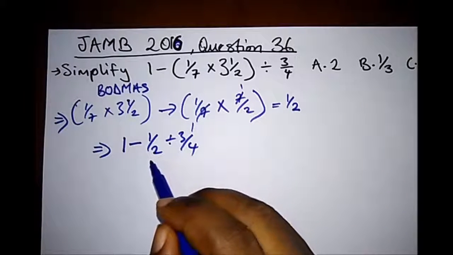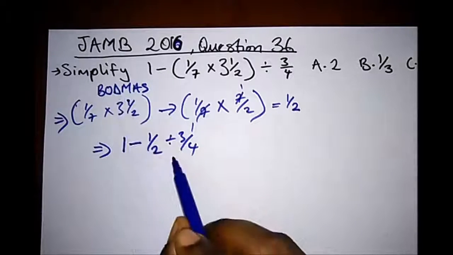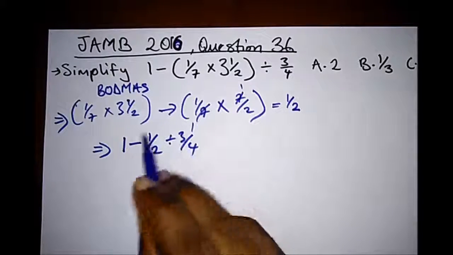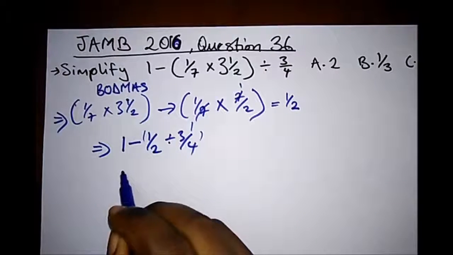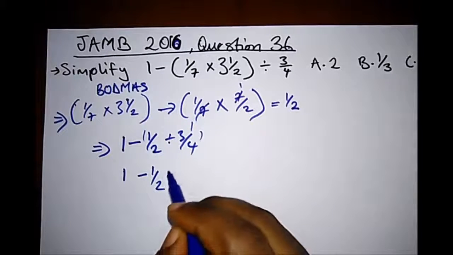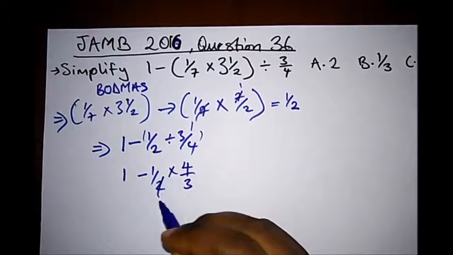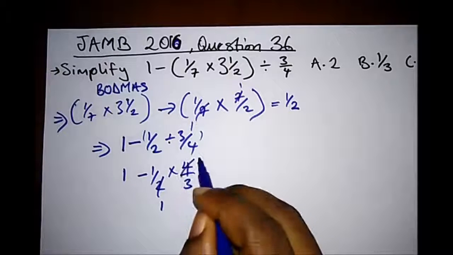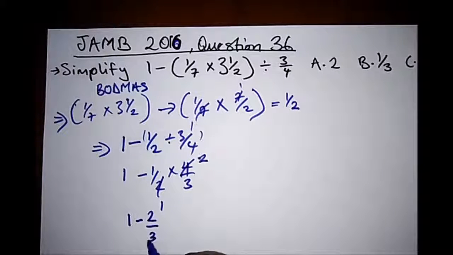So what's the next operation to perform? We notice that division comes next, so we operate on this particular segment. We have 1 over 2 divided by 3 over 4. Converting this to multiplication, we have to invert, so we have 4 over 3. 2 goes into 4 twice, and we are left with 1 minus 2 over 3, where 1 is a whole number.